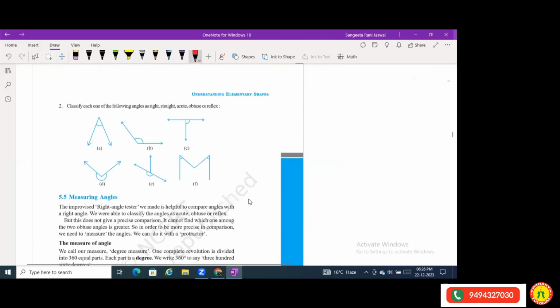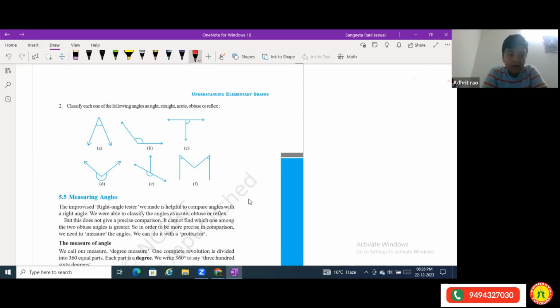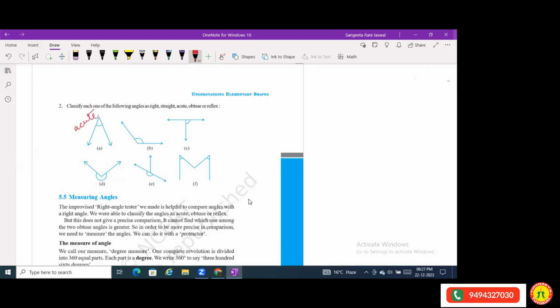Classify each one of the following angles as right angle, straight, acute, obtuse, or reflex. So just by observation, you don't need any protractor now. Just by observation, you will tell me which angle this is. Adrit, which angle is this? Yes, ma'am, acute. Why acute? Give the reason.